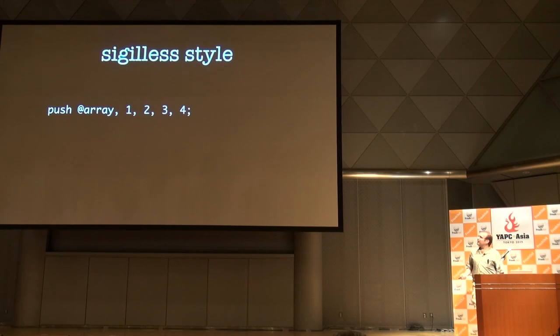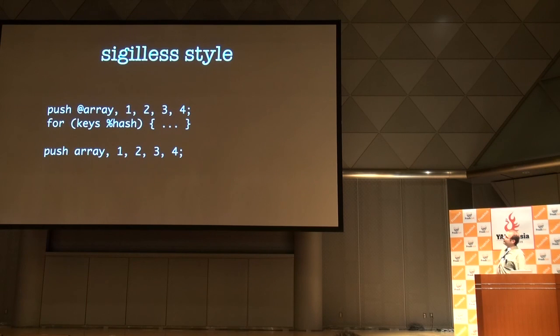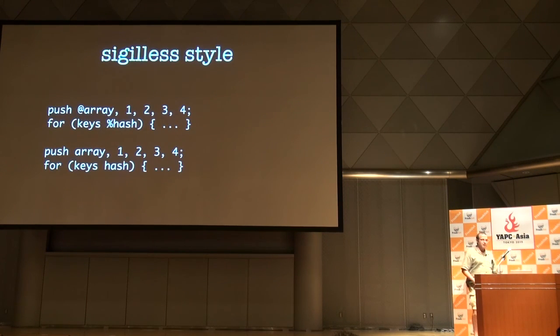Everybody knows this. Here we have an array, and we push some values onto the array. Totally normal. Or we have a hash, and we iterate over the keys of the hash. Everyone who writes Perl has seen Perl like this. What you may not know is that you could also write this. You can push onto an array with no sigil, and you can call keys on a hash with no sigil. Why can you do that? I don't know. But we fixed it, and the way we fixed it is to forbid it. If you try doing that, the compiler will hit you with a stick, and you will fix it.